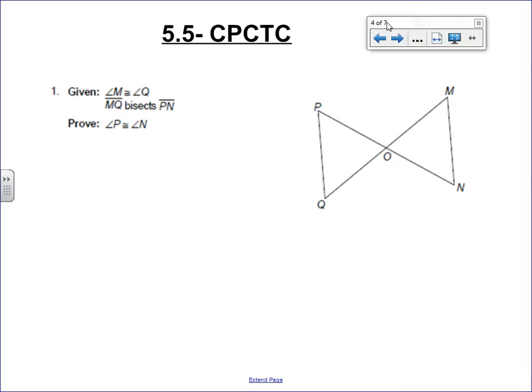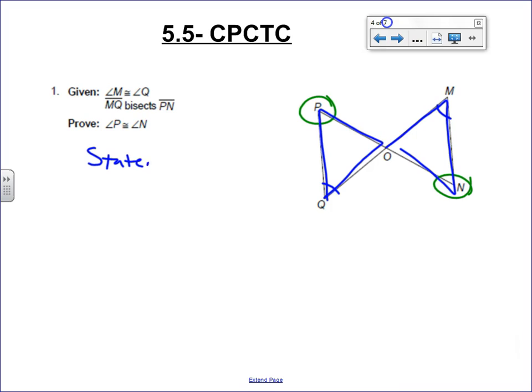We've got a proof where we know angle M is congruent to angle Q and MQ bisects PN. We want to prove that angle P and angle N are congruent. We can see that those two angles are part of two triangles. So the process is, if we can prove those triangles congruent, we can prove the corresponding parts congruent. Let's start off with our statements and reasons and get a proof going.